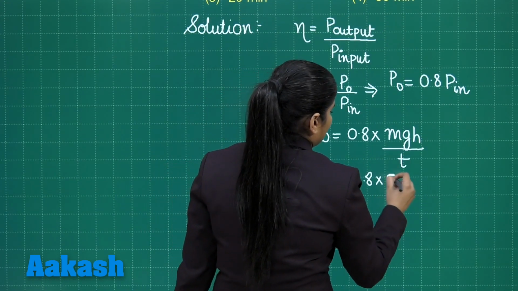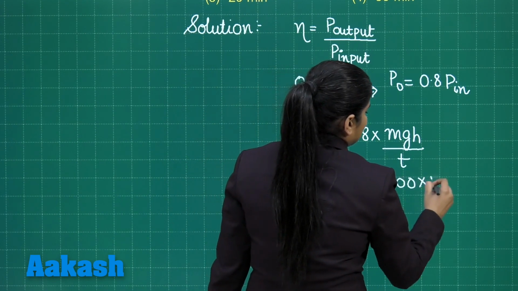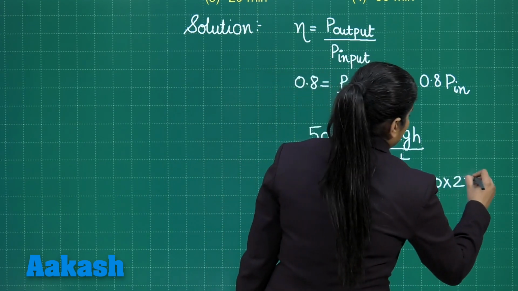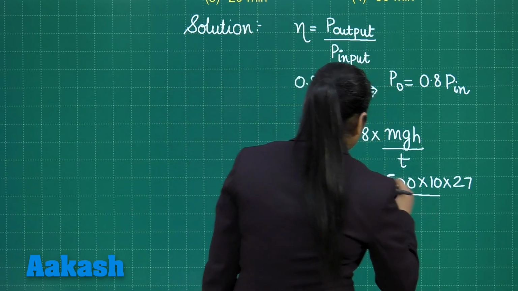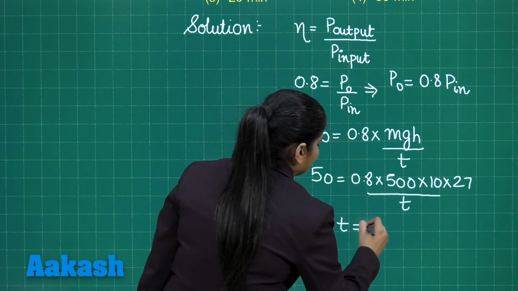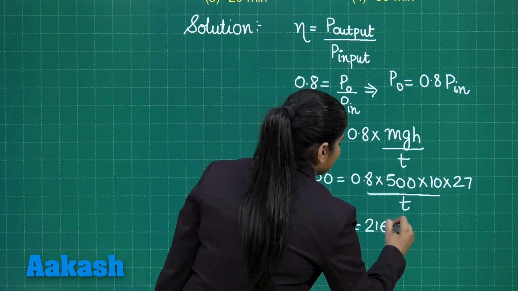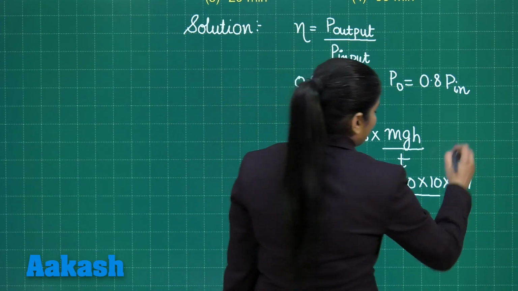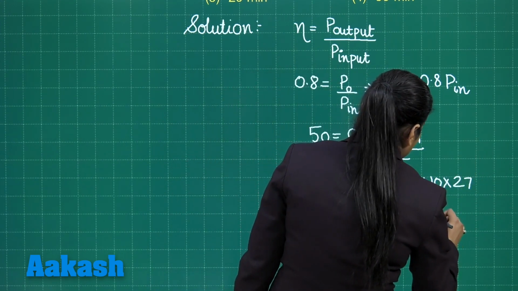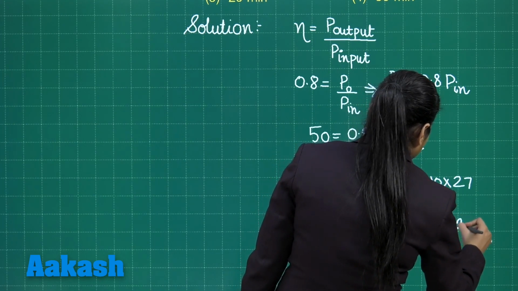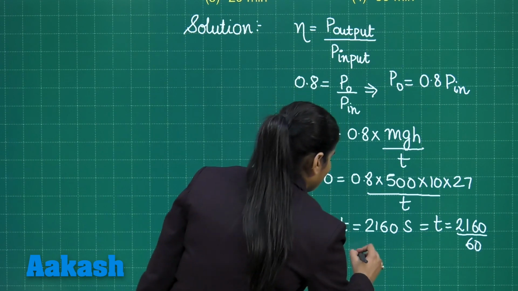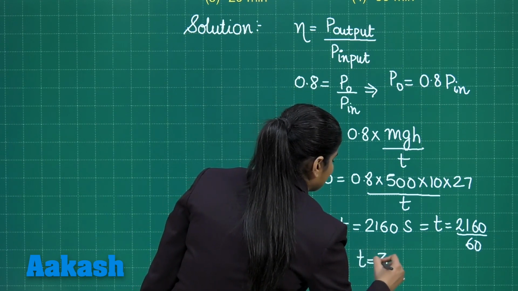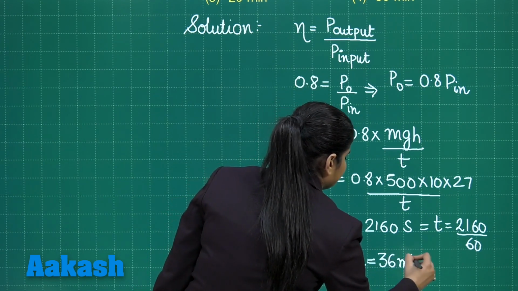So that is 500. The value of g is 10. The tank is at the height of 27 meters. So when you solve this, you will get the value of T as 2160 seconds. As all the options are given to us in minutes, to calculate the answer you need to divide it by 60, and then you will calculate T as 36 minutes.